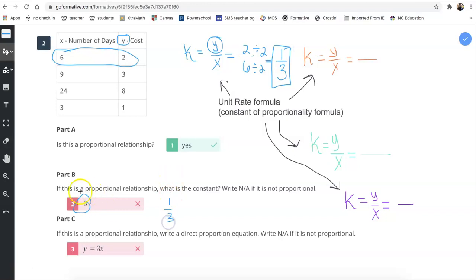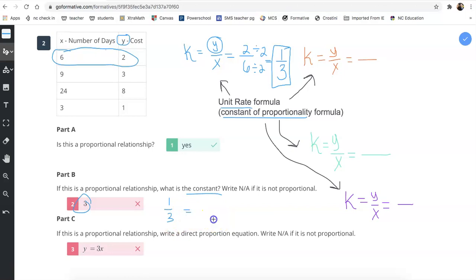The question reads, if this is a proportional relationship, what is the constant? So what's the constant of proportionality is what they're asking about. Remember, constant of proportionality is the same as unit rate. So what's the constant? You should have written 1/3.